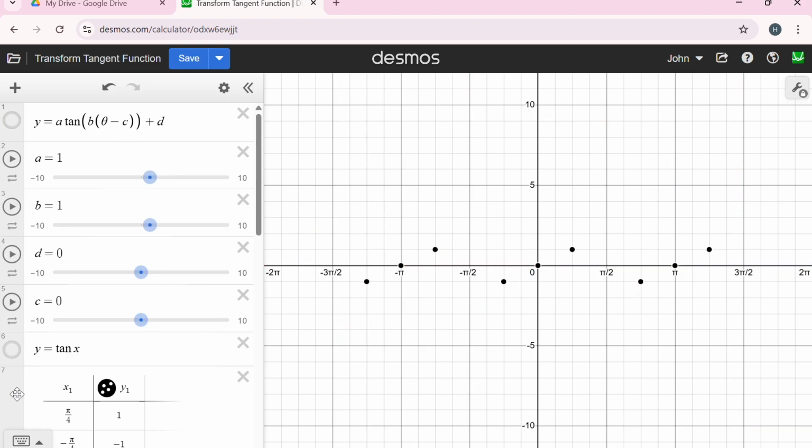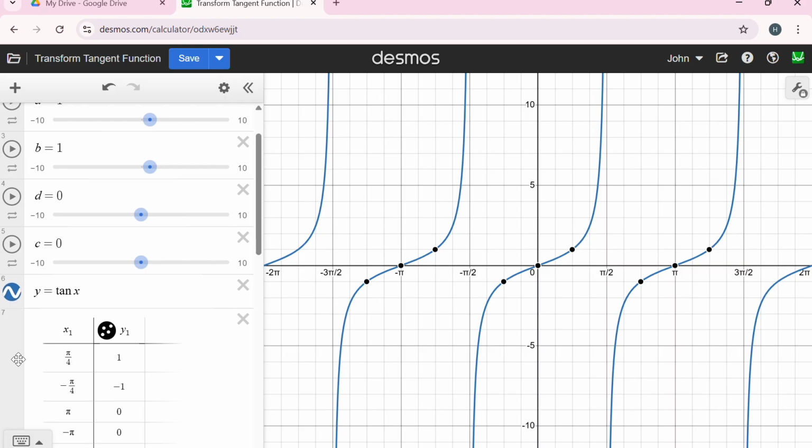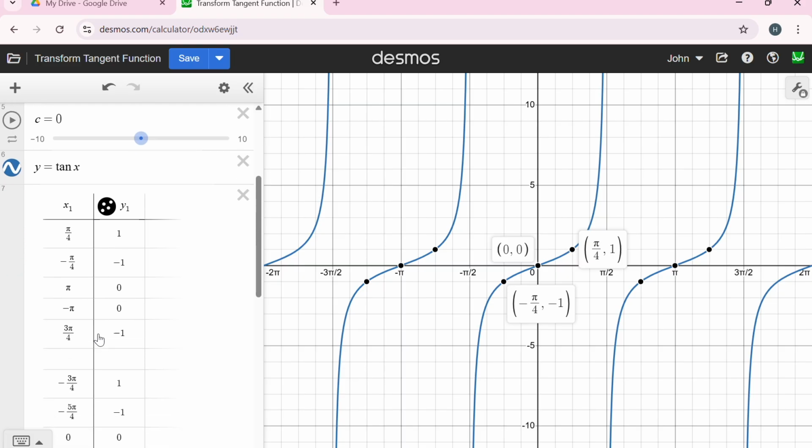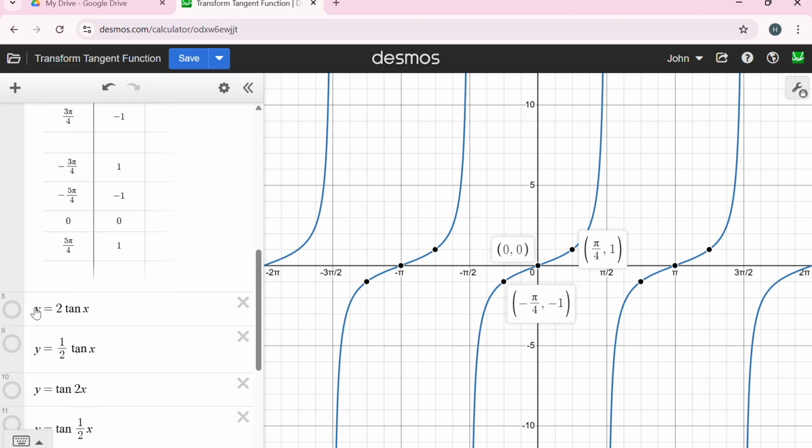I've turned on some key points. I have y equals tangent of x. And I turned on these key points so you can see for reference, right? So I have 0, 0. That's my x and y intercept. And then negative pi over 4, I have negative 1. Pi over 4, and I have positive 1. If I have y equals 2 tangent of x, that should be a vertical stretch about the x-axis.